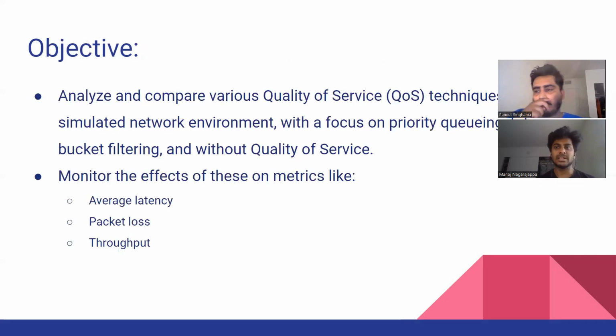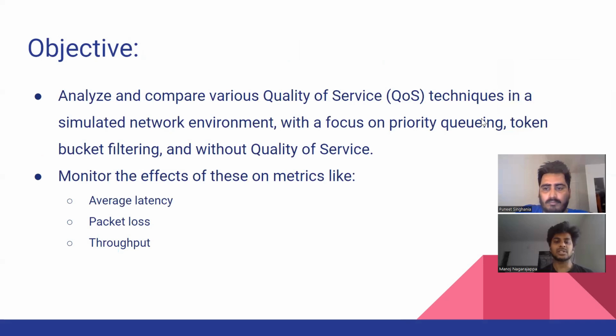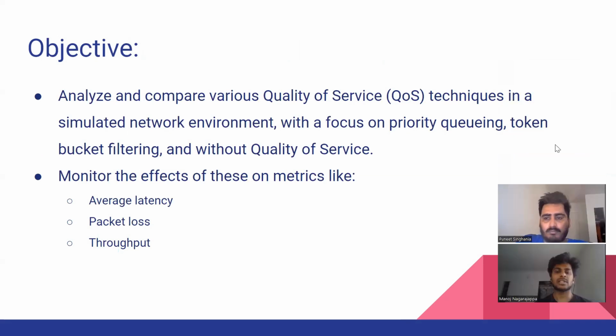And the main goal of this project was to analyze and compare various quality of service techniques in a simulated environment with a focus on priority queuing and token bucket filtering. The primary objective was to monitor the effects that these techniques have on network performance metrics like latency, packet loss, and throughput, particularly when the network is subjected to a variety of traffic.